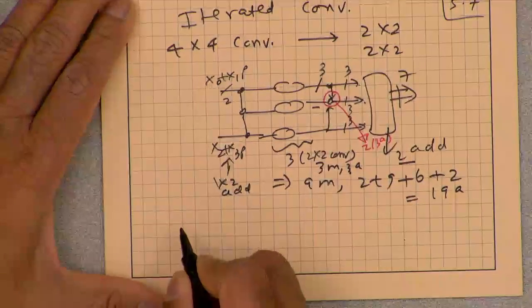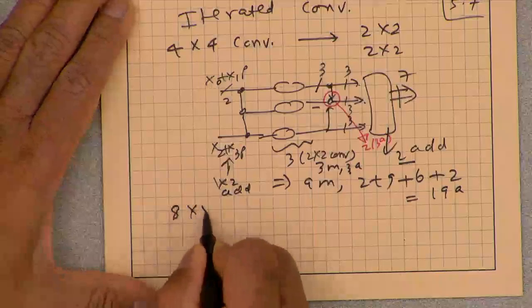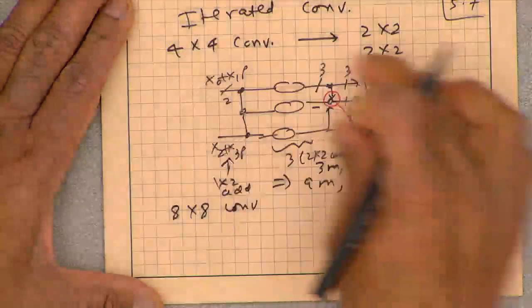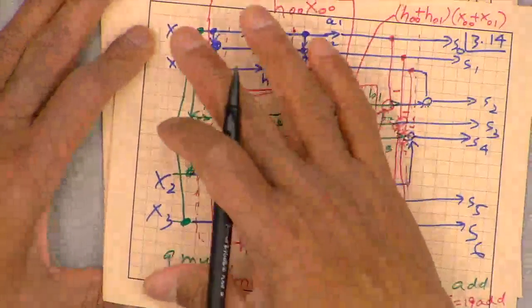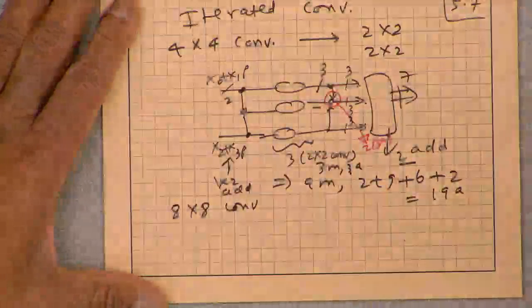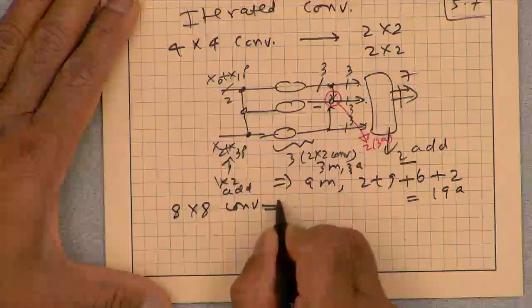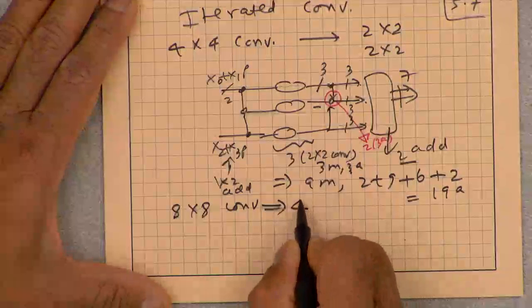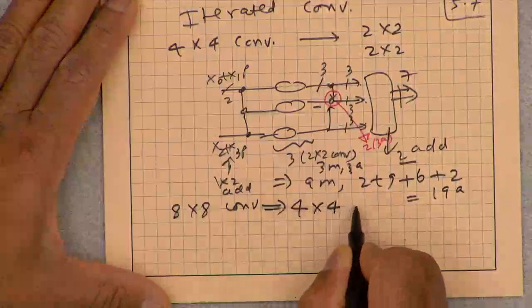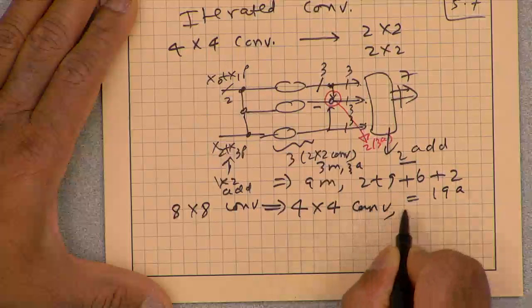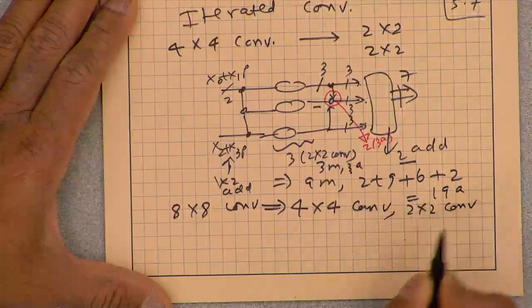If I want to compute 8 by 8 convolution using this 4 by 4, which means, let's say that we use this 4 by 4 and an outer layer this 2 by 2, how many multiplies and adds would that take? So use a 4 by 4 convolution and a 2 by 2 convolution.